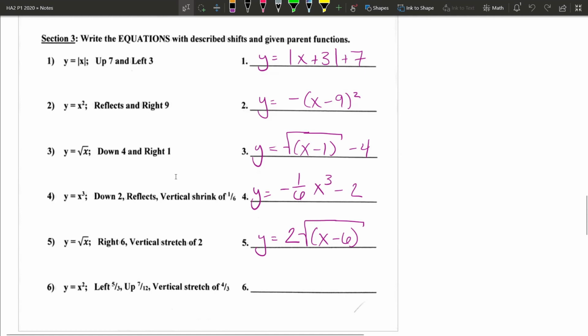Oh my goodness. Look at number 6. Whew. I'm glad I don't got to graph that. All right, so I'm going to start with my vertical stretch. That's a 1/4. 4/3, 4/3 x, let's see, we're going left 5/3. And then up 7/12. He's got a bunch going on.